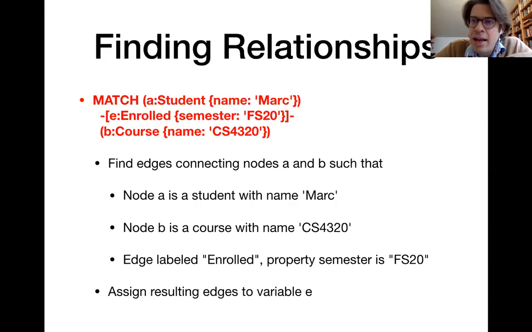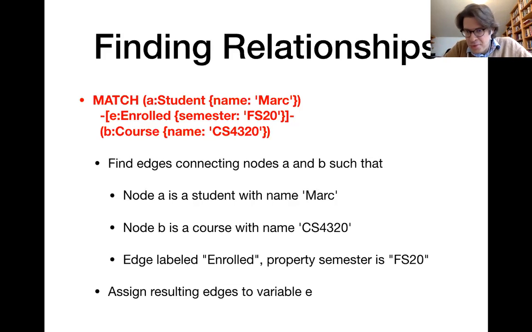As you see, I can also assign a variable to one of those edges, here E, and then I can use that variable to refer to it later. So here in this matching expression, I'm asking the system to assign 3 variables for me. The first representing student Mark, the second representing course CS4320, and the third one representing the connection of type enrollment between the student and the course.